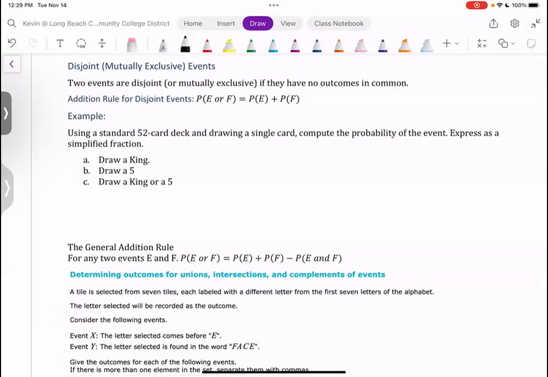Disjoint or mutually exclusive events. These are two events that are disjoint or mutually exclusive if they have no outcomes in common. Then the addition rule is the probability of E or F. We just add up the two probabilities together. And we have a few examples here. So we have a 52 card deck, and they want it as a simplified fraction. What's the probability of randomly drawing a king? Well, how many kings are in the deck of cards? There's 4 kings out of the 52. That's going to reduce to 1 over 13.